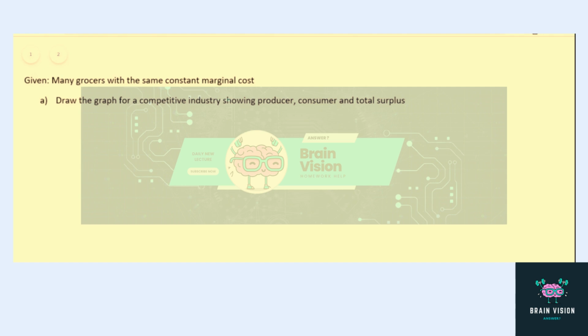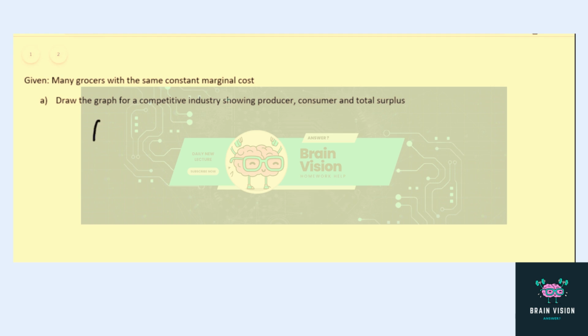In this question, we're given that we're in a town with many grocery stores and each of the stores face the same marginal cost. For this first part of the question, we're asked to assume that they're now in a competitive industry where all the grocery stores are competing with each other, and we want to draw the graph of the industry and show the consumer and producer in total surplus.